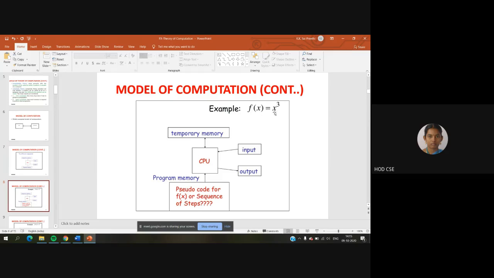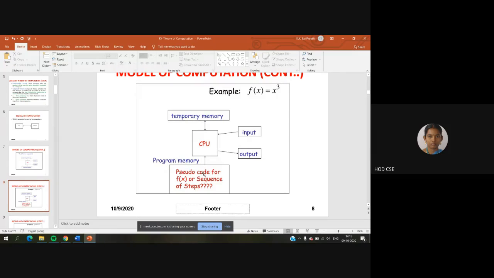For example, we consider the computation f(x) = x cubed. Whatever value we give, your system has to compute the cube of that value. In program memory, we have to write the instructions for how x cubed can be computed. So if I give the value 5, how is the cube of 5 computed?